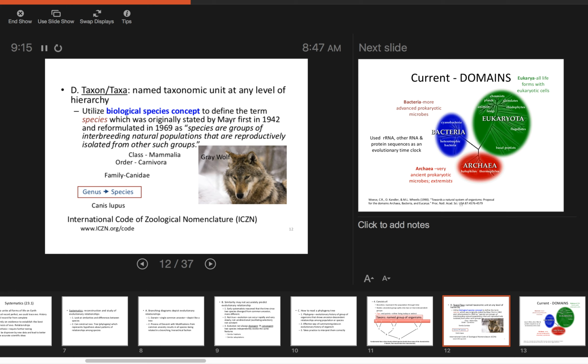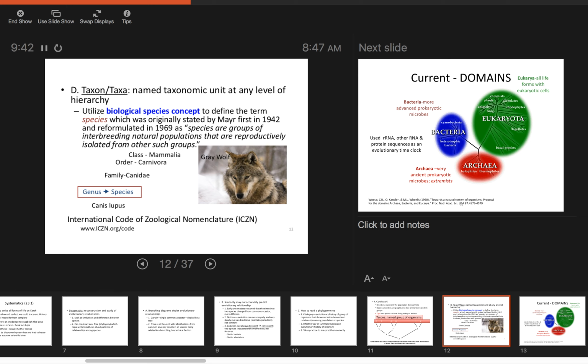Okay. So the endpoints, we call them taxons, or groups of animals. We discussed the biological species concept. Species are groups of interbreeding natural populations that are reproductively isolated from other such groups. They can only reproduce with their own species, but we know that's not always the case. Remember, the biological species concept is not perfect. But the gray wolf, it belongs to the class Mammalia, the order Carnivora.